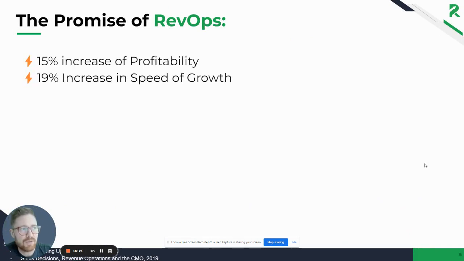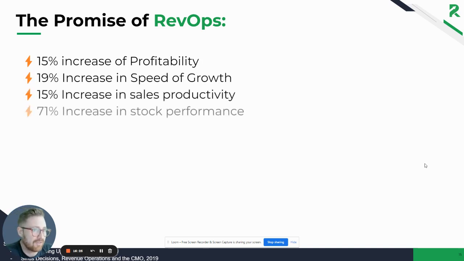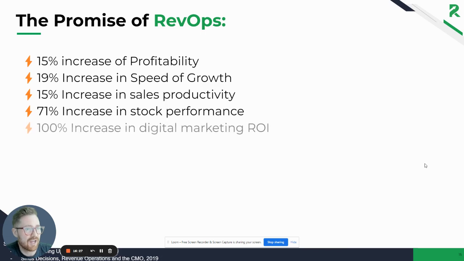It increases speed of growth by 19%. It is 15% in sales productivity. It is 71% increase in stock performance and 100% to 200% increase in digital marketing ROI. RevOps is so awesome. That's a big promise. These are big promises. But as you mentioned, we don't have a clear definition in the marketplace today. And there's no framework in which to talk about these.